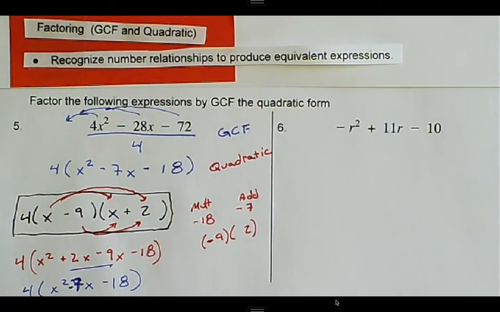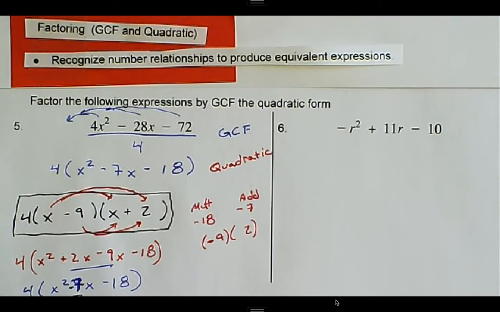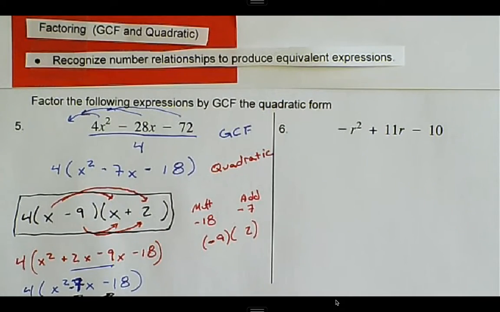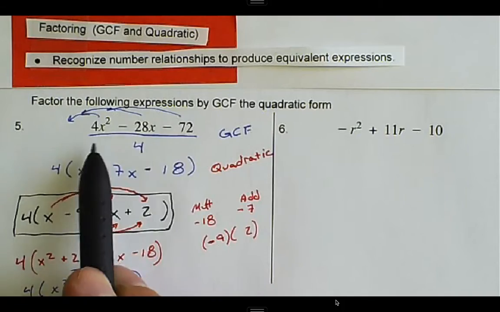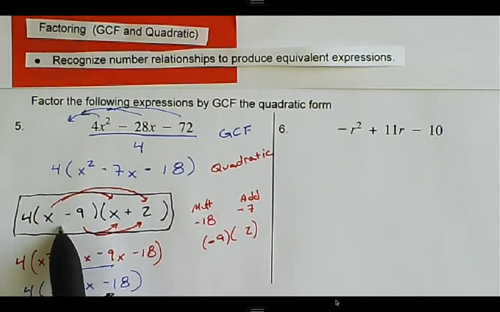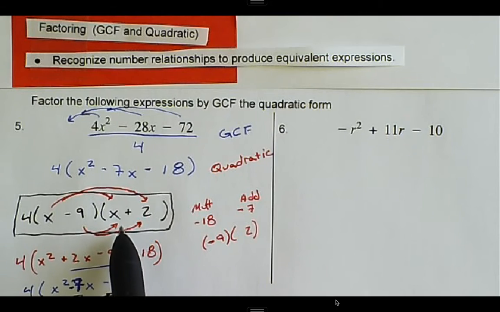4 times x squared is 4x squared. 4 times negative 7x is negative 28x. And 4 times negative 18 is negative 72. And so our new checked equation matches what we started with. So then our factored form is 4 times x minus 9 times x plus 2.